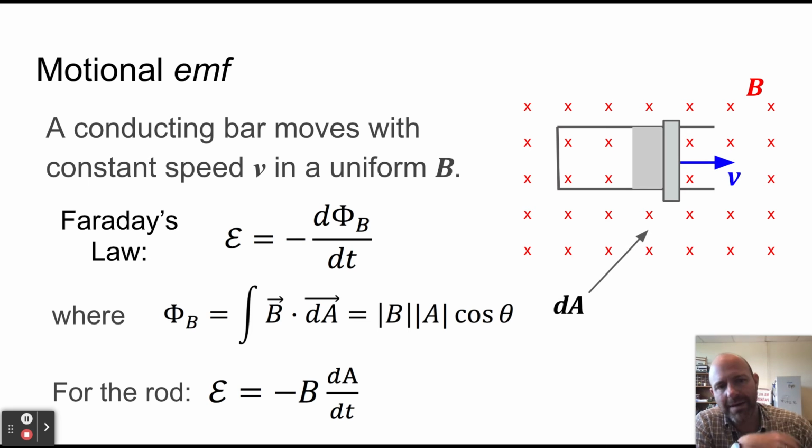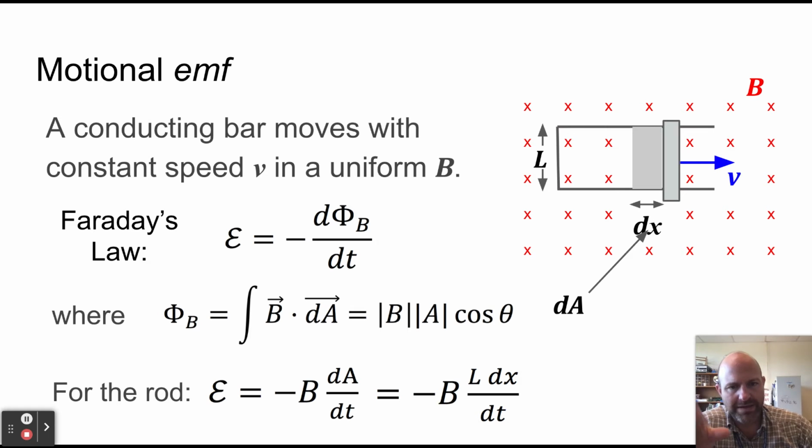Once we have an EMF, right, we can figure out, using all the dimensions of this, everything we need to know. We can find out that we get L, that distance, dx/dt, gives us the area, and that gives us negative BLV. Which is an interesting formula. So that means the speed of the rod times the length of the rod times the magnetic field strength gives us the magnitude of the EMF.